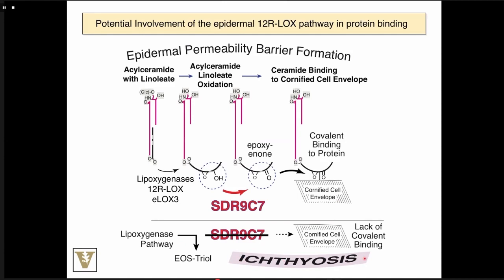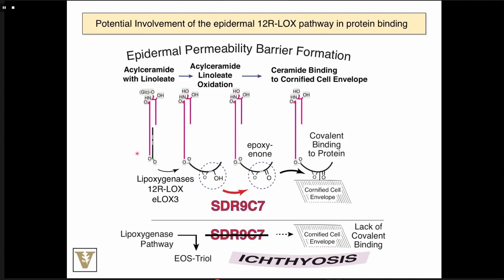When you knock out the SDR9C7 enzyme, in people you get ichthyosis, and the mouse pups with the knockout die. When they're born, they have a side pathway hyper-exaggerated. Now we see that there's EOS trihydroxy there in 100-fold higher amount than normal when this is knocked out, and we have lack of covalent binding and the mouse pups die.